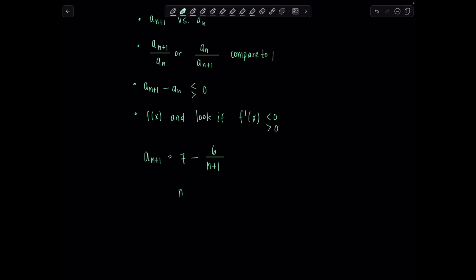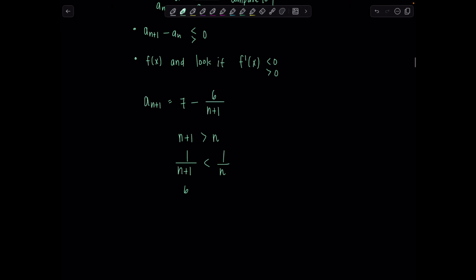We know for sure n plus 1 is greater than n. Yes? Oh, good. That means 1 over n plus 1, 1 divided by something bigger, is smaller than 1 over n. That means 6 over n plus 1 is less than 6 over n. Good? I'm trying to get this to match a sub n plus 1, so I need to multiply by a negative on both sides. But do you guys remember when you multiply by a negative in an inequality, what happens? You flip the direction of the inequality. So I have negative 6 over n plus 1 is greater than negative 6 over n.